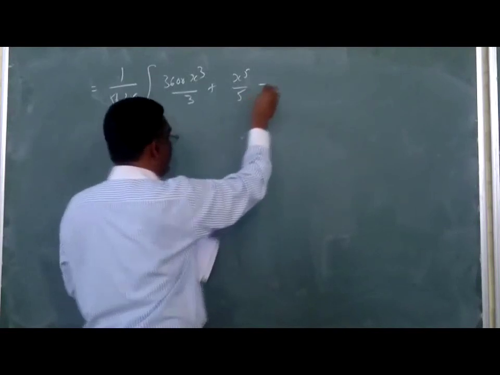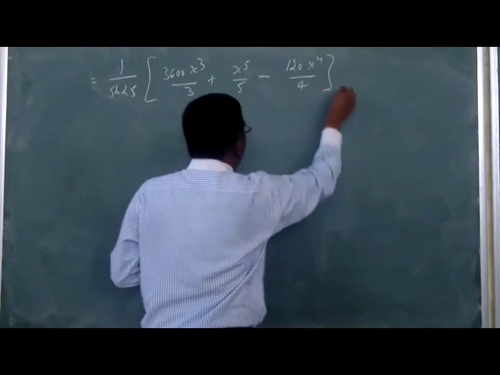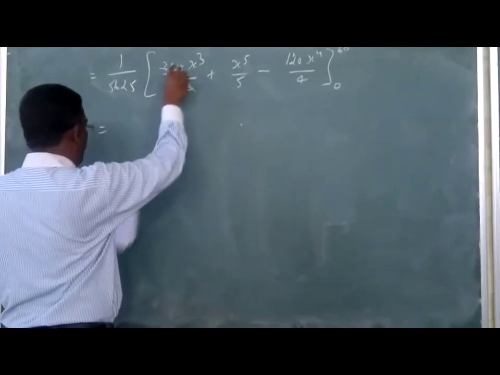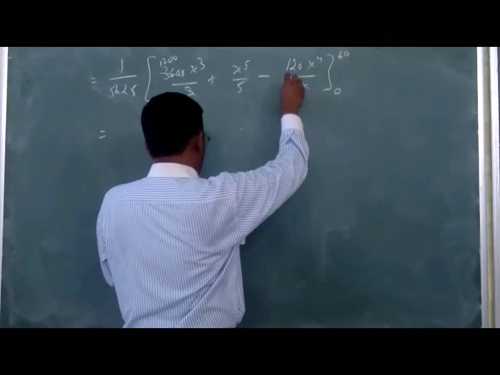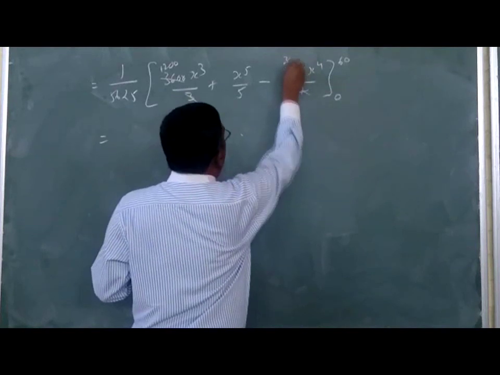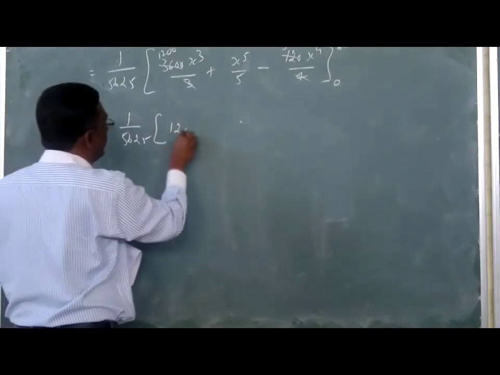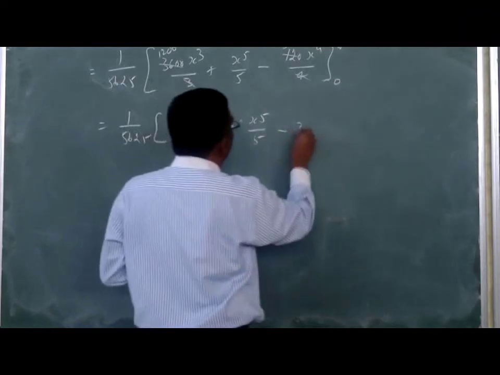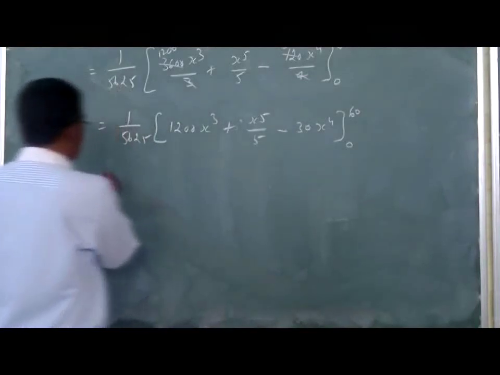Then processing the equation we have got 120 x cube, x to the power 4 by 4. It is to be limit 0 to 60, and cancelling out, you can get 1200, and here again this will be equal to 4 times, so this will be 30. On further simplification, we will be getting 1200 x cube plus x to the power 5 by 5 minus 30 x to the power 4, within the limit 0 to 60.